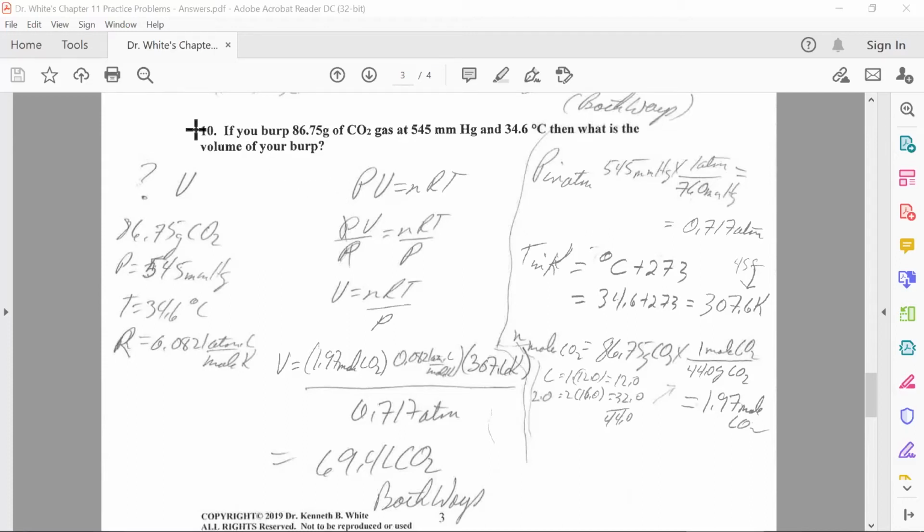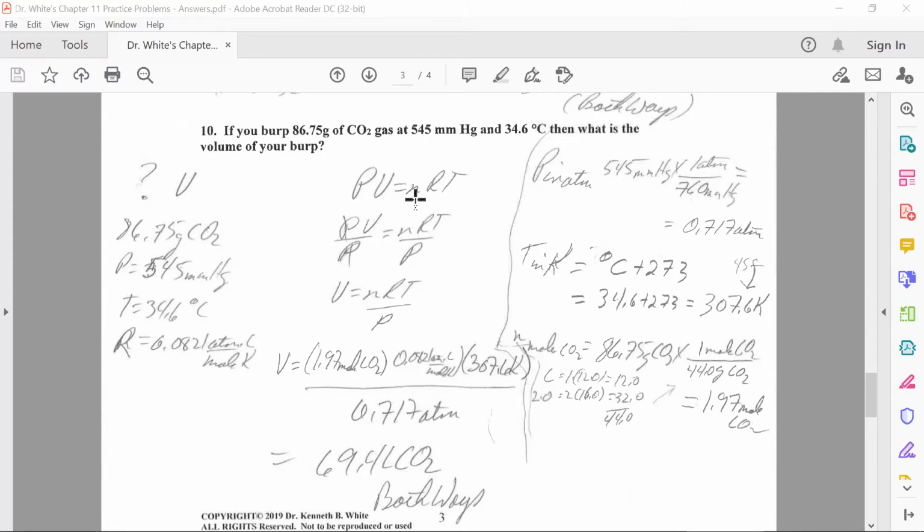Oh, look, I forgot something up here. It should be 15 points. Why so many? Well, it's a lot of work. And this is one of those problems I highly recommend you show all your work. All right, first of all, let's solve for V.